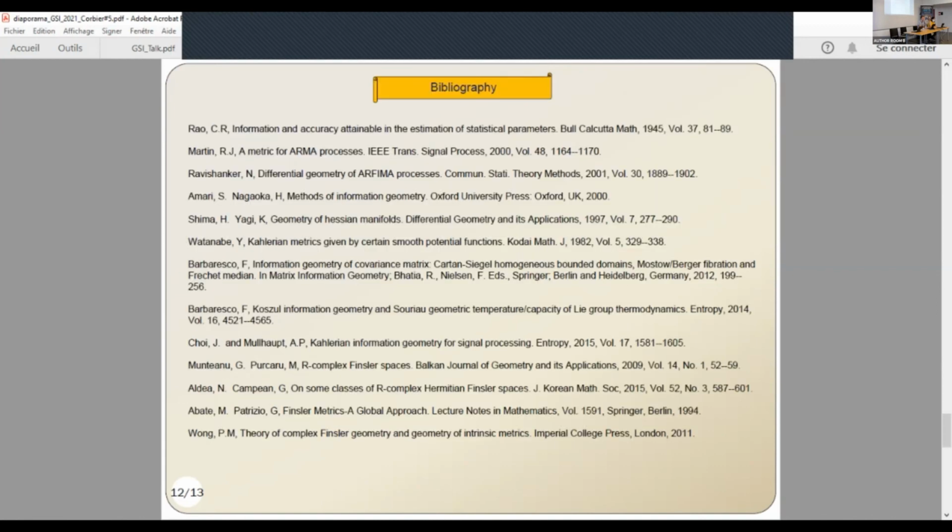okay, and this is the bibliography, and in the end, this is the R-Complex Finsler spaces developed by Munteanu, Aldea, and Purcaru.